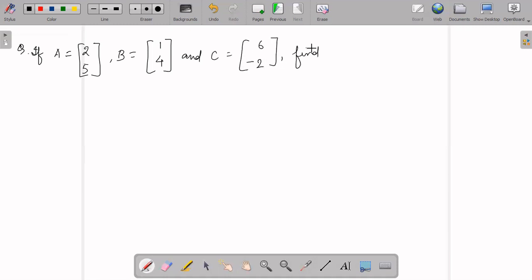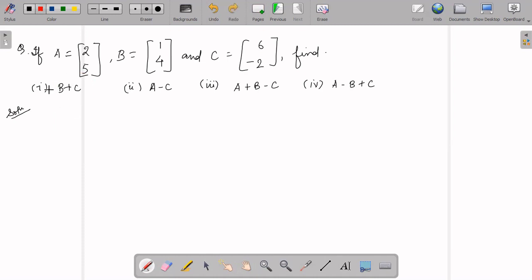Find number 1, B plus C, number 2, A minus C, number 3, A plus B minus C, number 4, हमें क्या निकालना है? A minus B plus C. See, 4 things we have to find out. Let us start solving. So if B plus C karna hai.